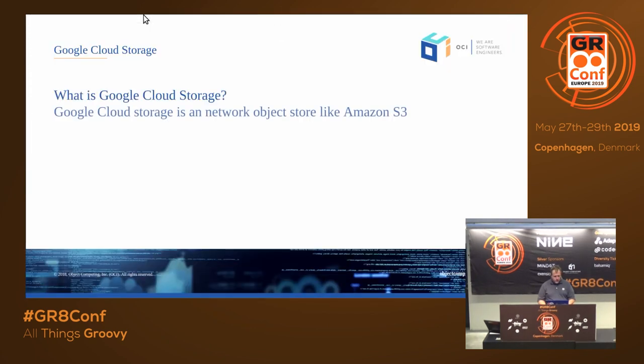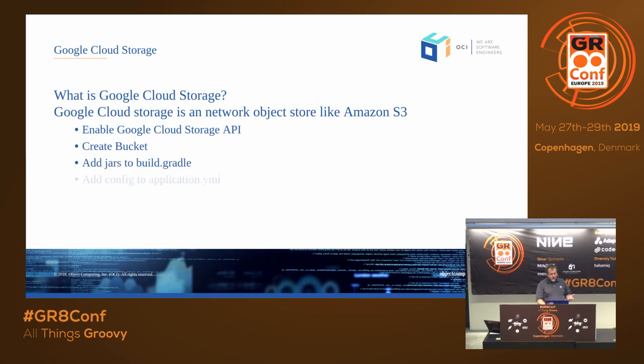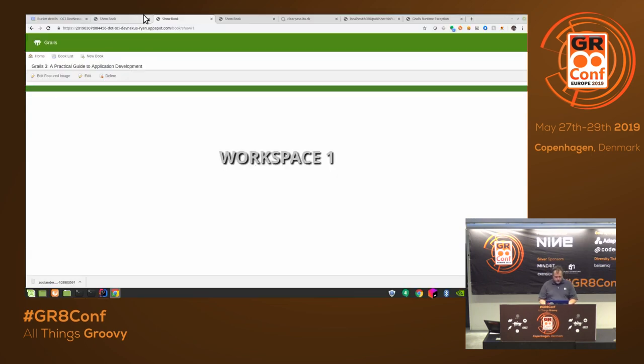Let's talk about cloud storage now, since I just showed you that. Google Cloud Storage is just a network object store like Amazon S3. Make sure you enable the Cloud Storage API for your application to be able to use this. And then you can create a bucket. And then inside of there, in Grails, you just need to configure what bucket you're using in your project, and then add the jars to the build.gradle. And then you're good to go. Let me show you the configuration for that.